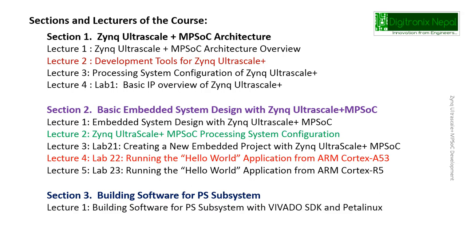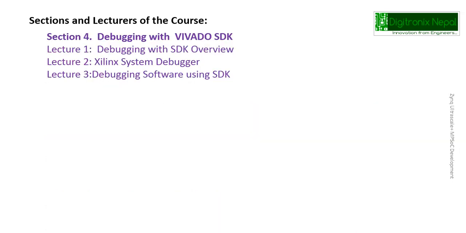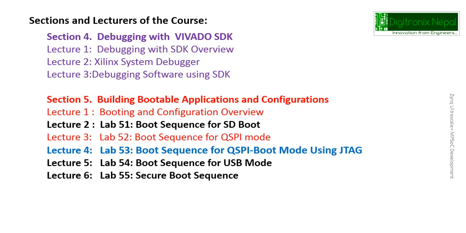There is another session of building software for the PS subsystem. The PS subsystem consists of APU, RPU, GPU, and the platform management unit. There are 4 different units in this Zynq Ultrascale MPSoC environment. So we have some application development with PetaLinux and Vivado SDK, and we're going to write some basic Linux images with PetaLinux. Section 4 is debugging with Vivado SDK, where we are going to have different debugging methodology for the Ultrascale MPSoC development environment.